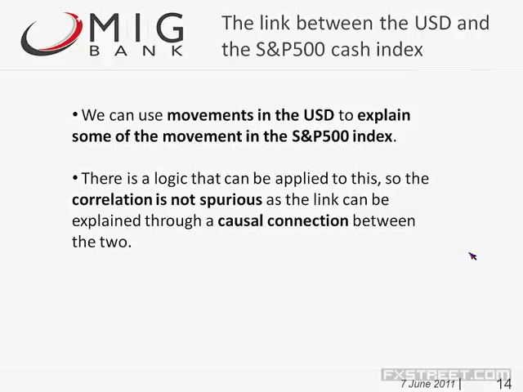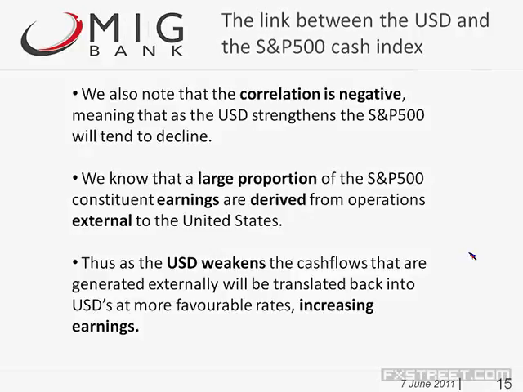Now, there is a logic to this. It's not just what's termed a spurious correlation. These two things are actually linked, and we can explain this through what's called a causal connection between the two variables. We just want to recall here that the correlation is negative 0.5. So that means as the US dollar strengthens, the S&P 500 should tend to decline, or it should have downwards pressure exerted on it.